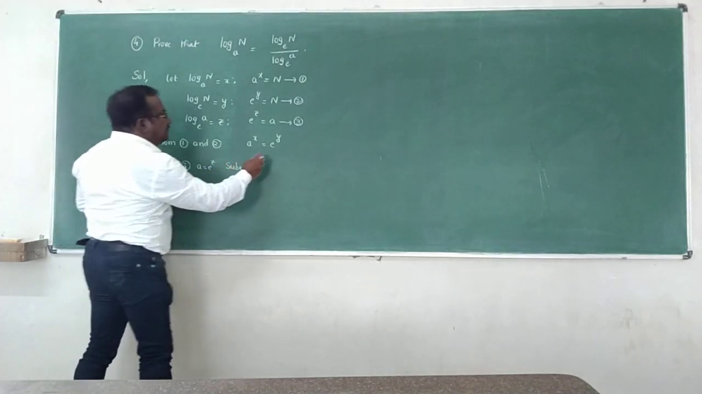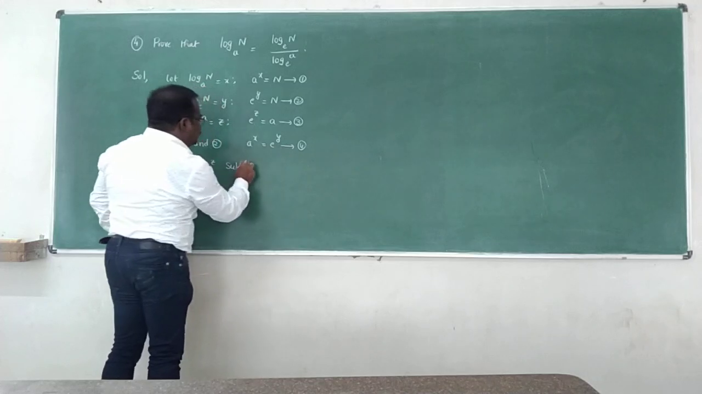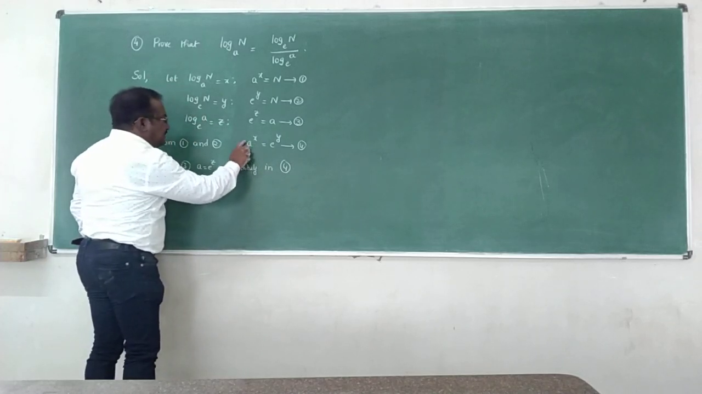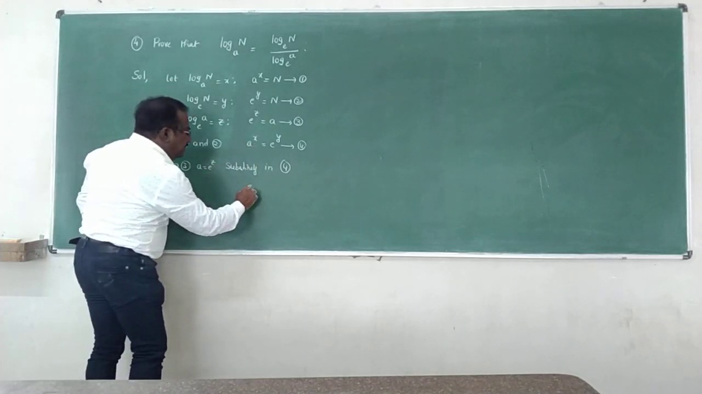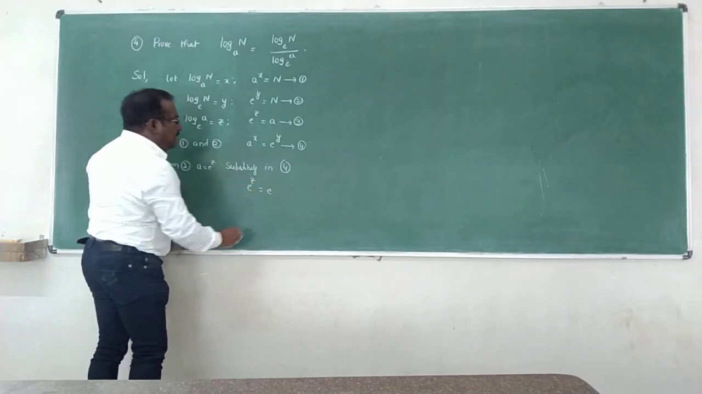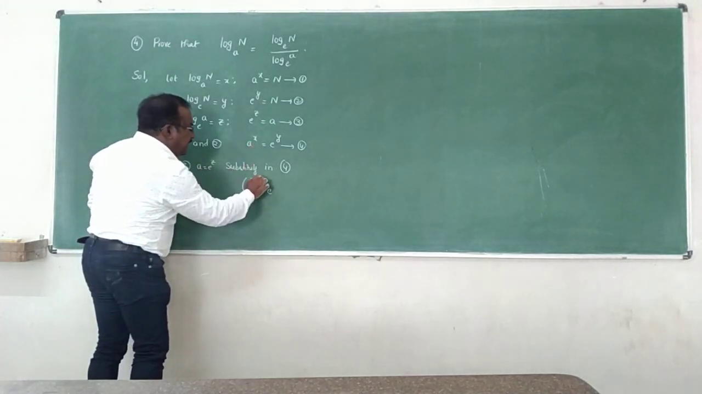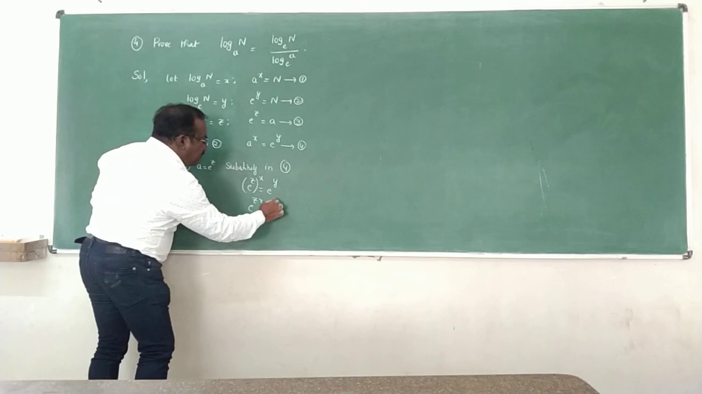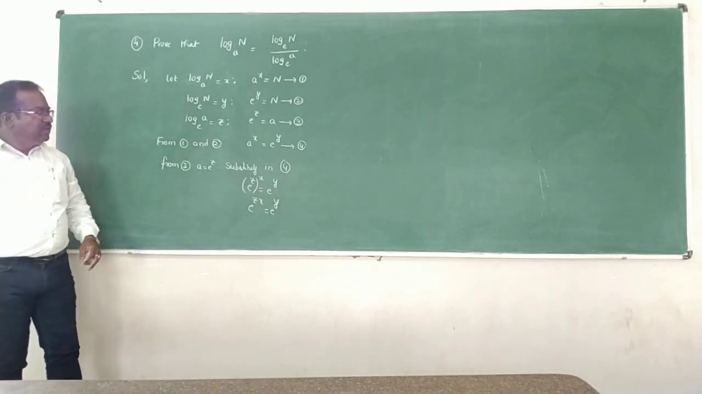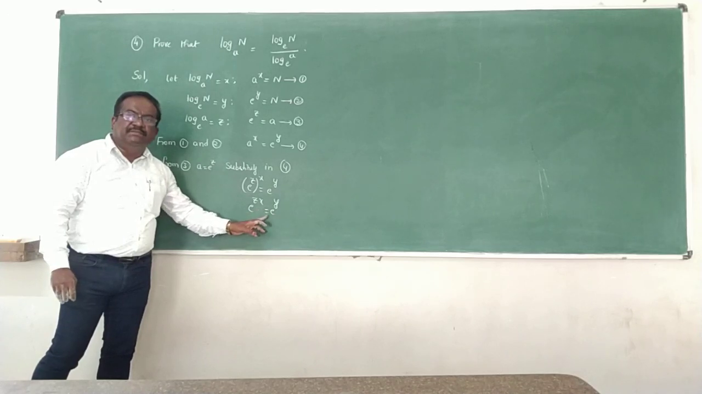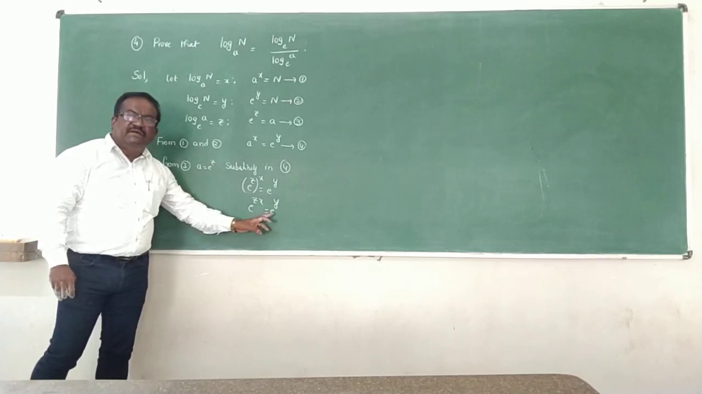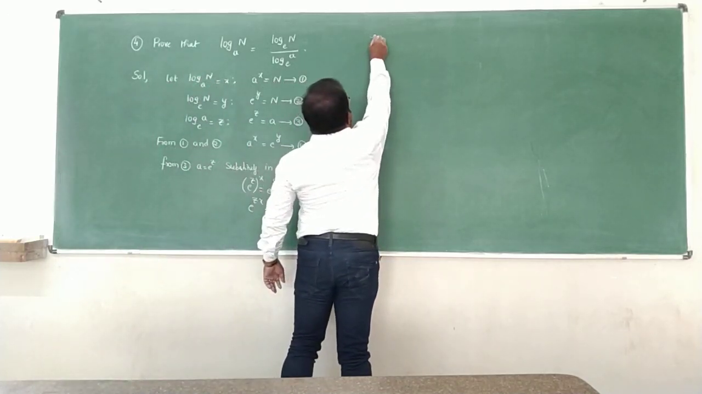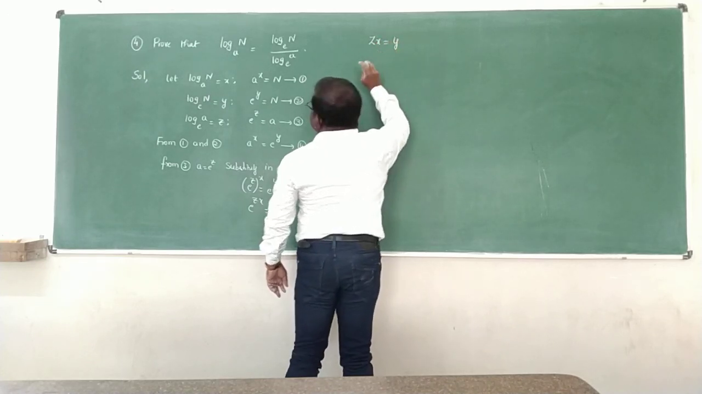Substituting in 4, in the place of a we write e power z. So e power z whole power x is equal to e power y. Now we can write e power zx is equal to e power y, children. Here both sides' bases are the same, as we discussed previously. Whenever the bases are the same, we can make the exponents equal. That is, zx is equal to y.